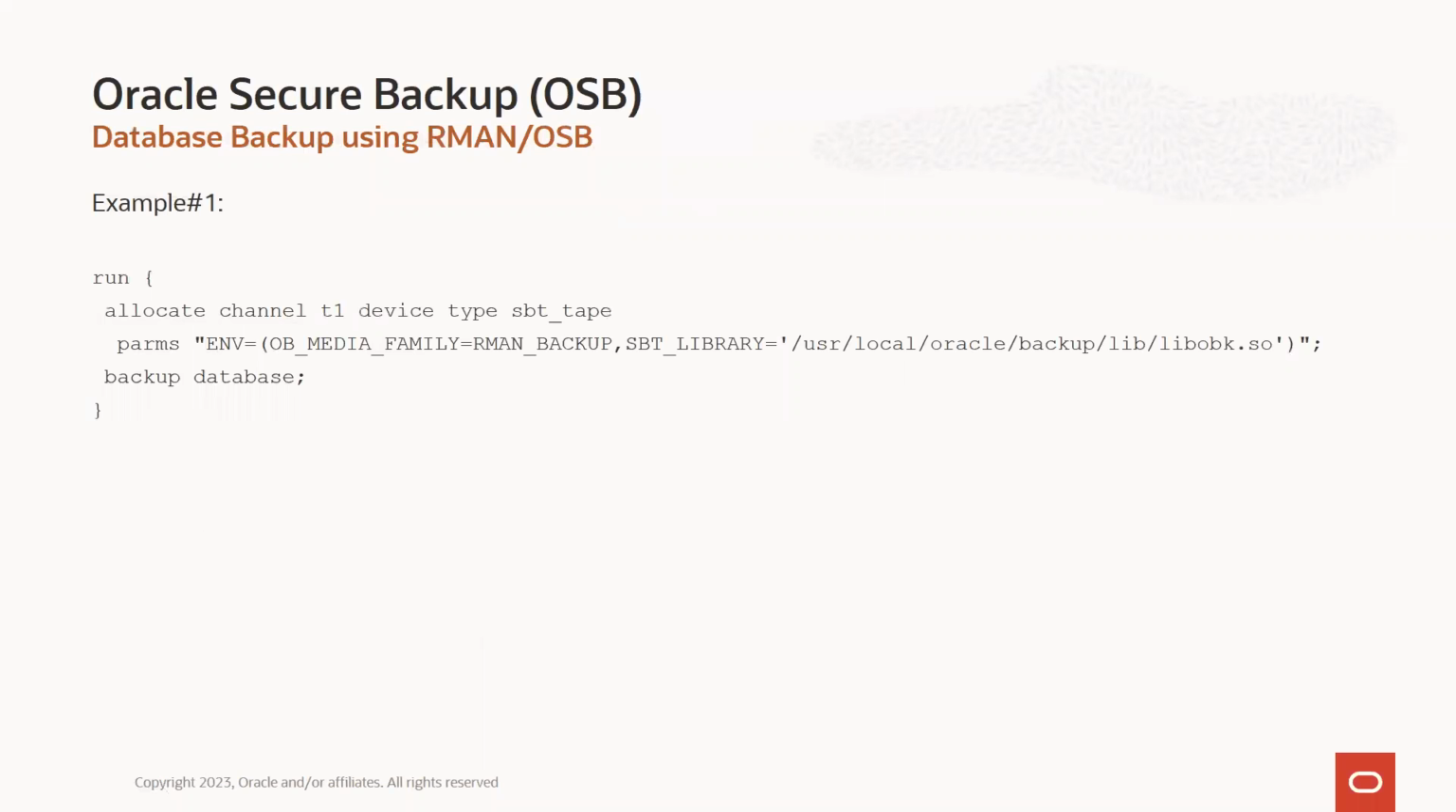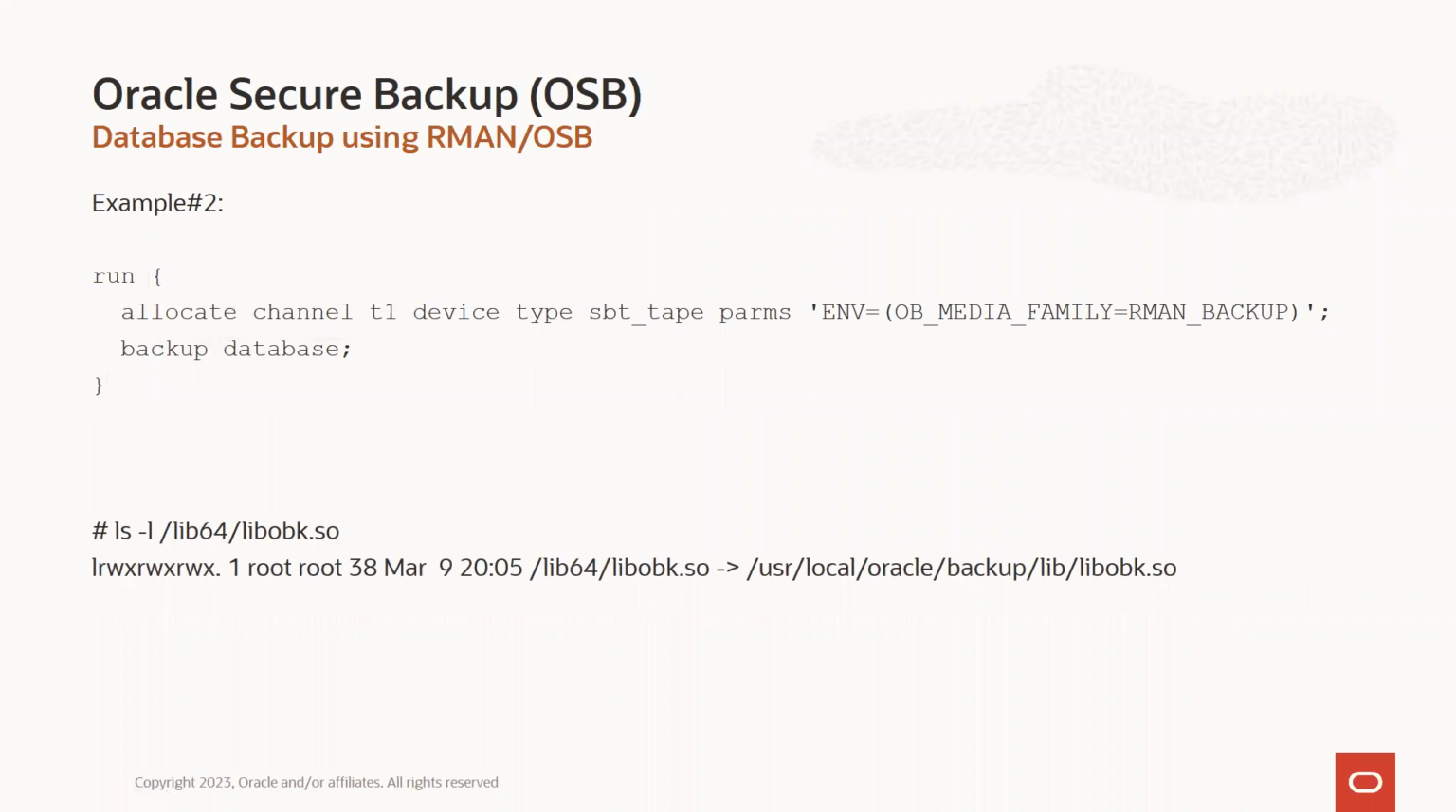In this sample RMAN script, the RMAN tape channel is allocated passing the OS environment variables OB_MEDIA_FAMILY and SBT_LIBRARY. The OB_MEDIA_FAMILY here overrides the media family that we defined in the database backup storage selector that we demonstrated in the two previous slides. Meanwhile, the SBT_LIBRARY explicitly points to the MML of your OSB, which is /usr/local/oracle/backup/lib/libobk.so.